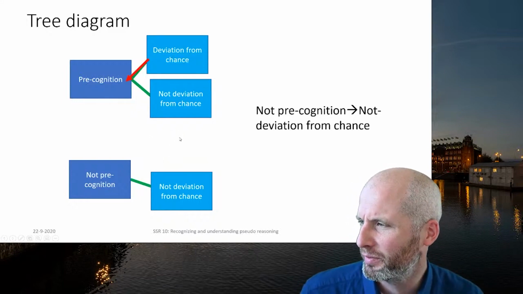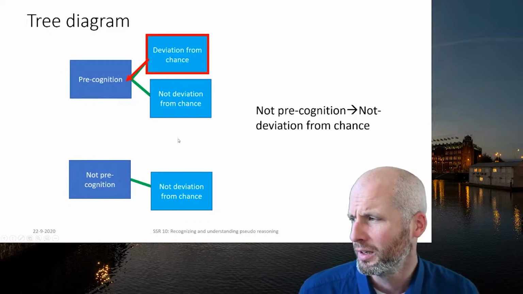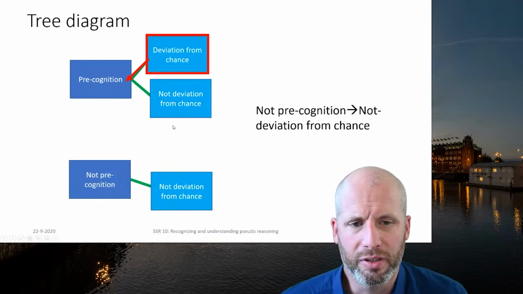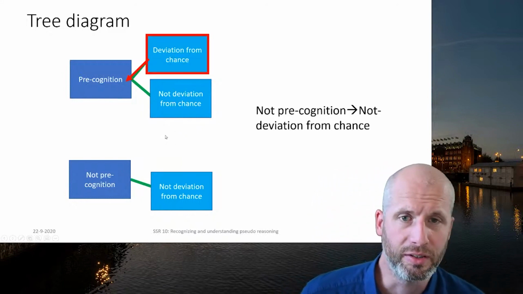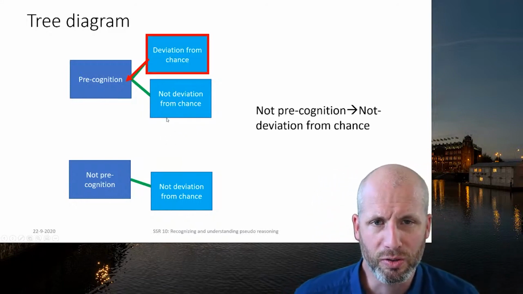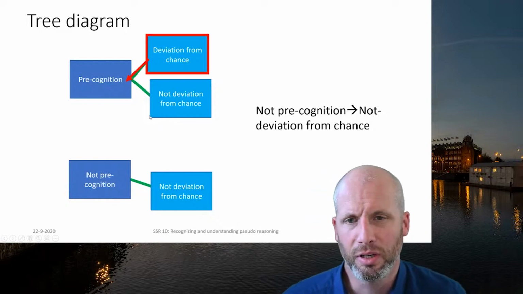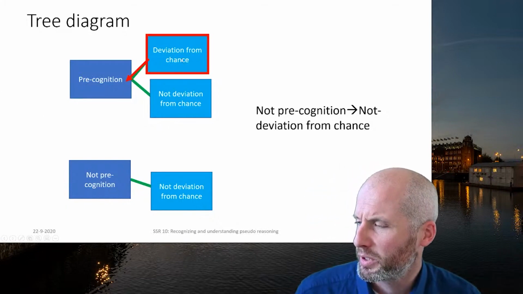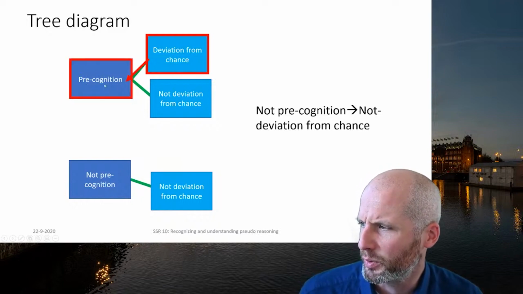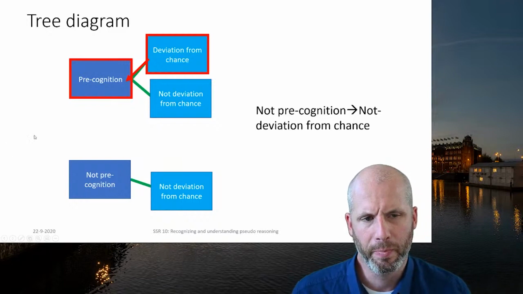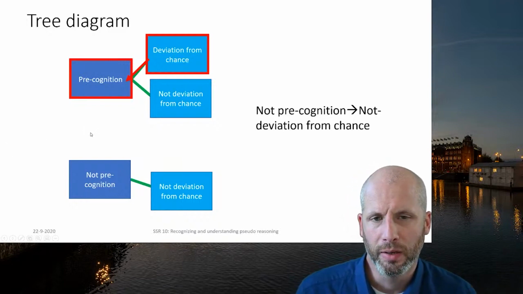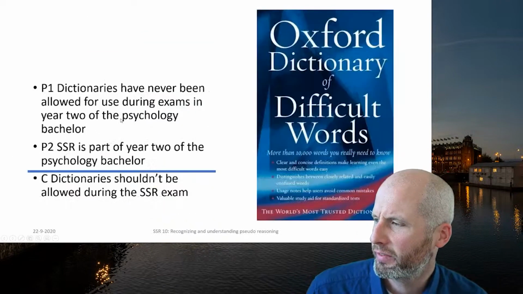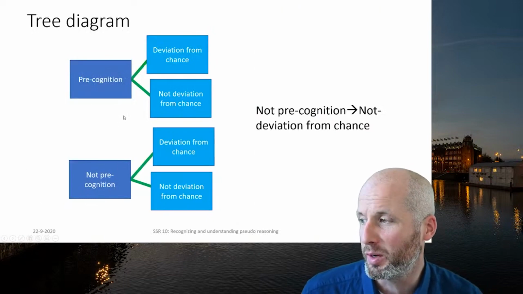So does it mean that if you find a deviation from chance, does it have to mean that precognition is true? Yes, indeed. That is the logical consequence of the setup of this argument. Because if you notice a deviation from chance, it has to mean that you're in this box, so that has to mean that this box is true as well. There you go. So using the tree diagram might be useful, and of course this is a very misleading question, right?